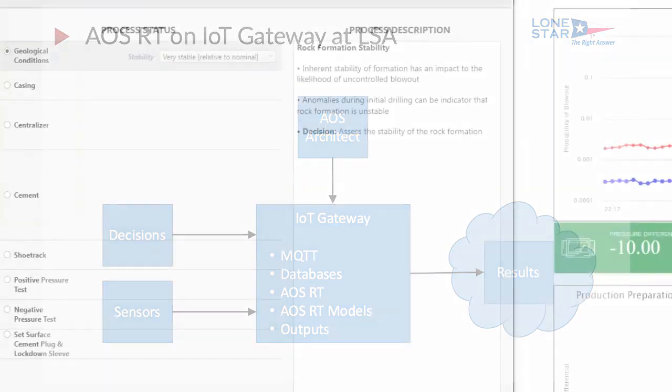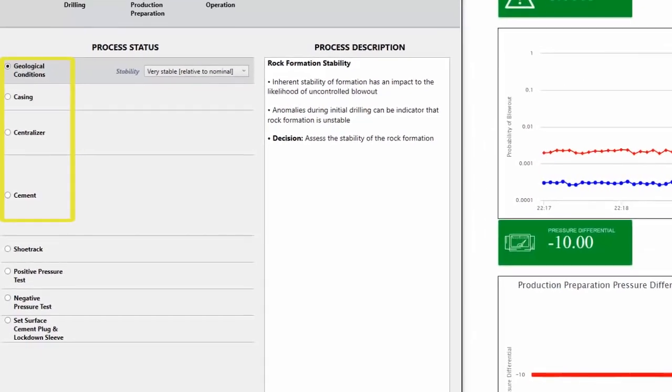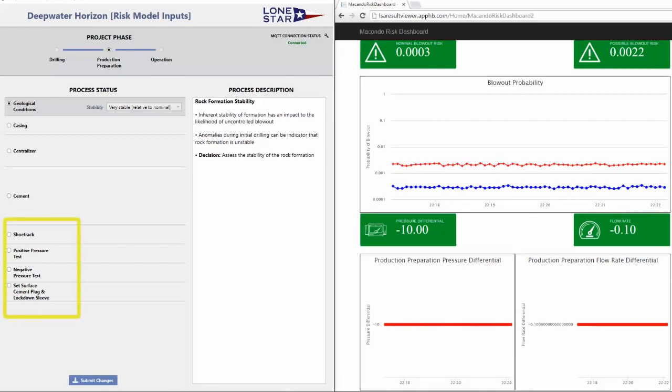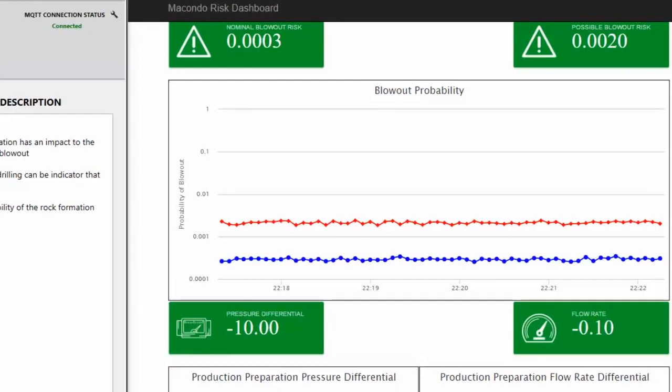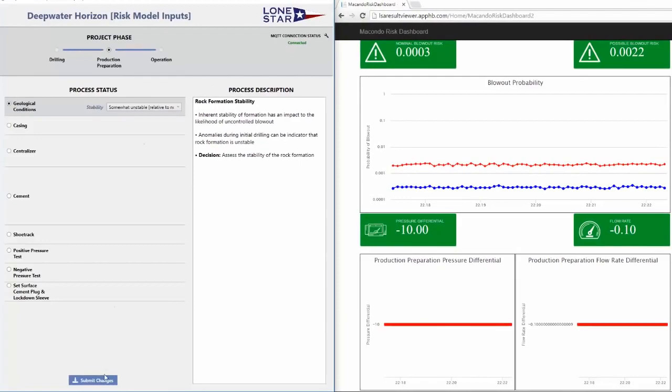Geologic conditions, casing selection, seaman design and test result decisions will be displayed on the left side of the screen. The processes to be monitored during the cement job and to verify the cement job prior to temporary abandonment are shoe track conversion, positive and negative pressure test. The results of 1,000 Monte Carlo simulations from IoT Gateway will be displayed on the right side of the screen in real time.